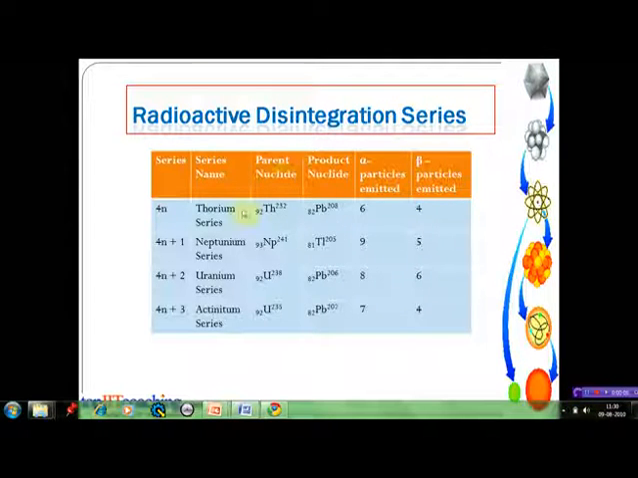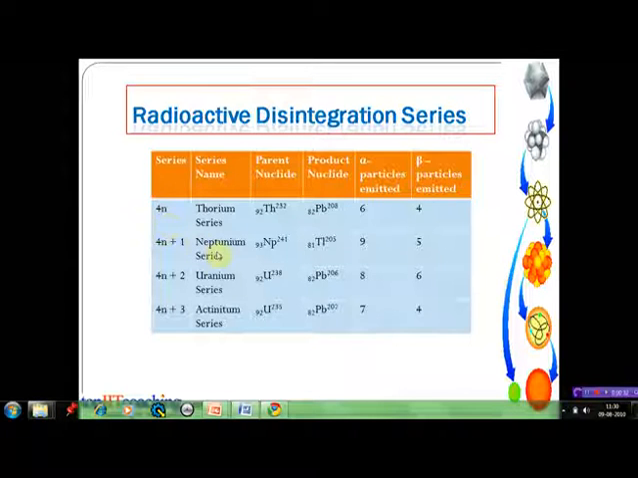The first series is the Thorium Series, in which the starting isotope is thorium-232 and the end product is lead-208. 6 alpha particles and 4 beta particles are emitted in this conversion. This series is also known as 4n series because the mass number of every isotope of this series can be represented as 4n, where n is an integer.